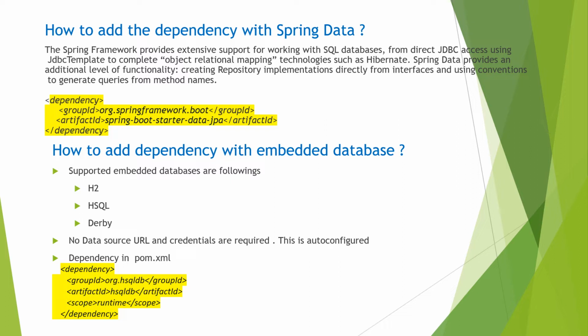Now, next, once the JPA starter is there, the next thing is which database I have to use. First, we have to see how to connect with the embedded database. So what does it mean, the embedded database? An embedded database is a kind of in-memory database.